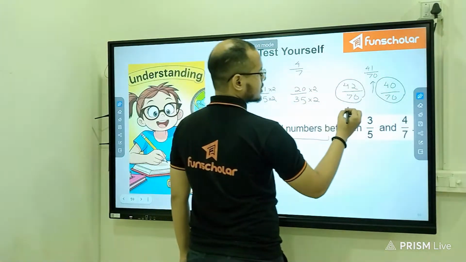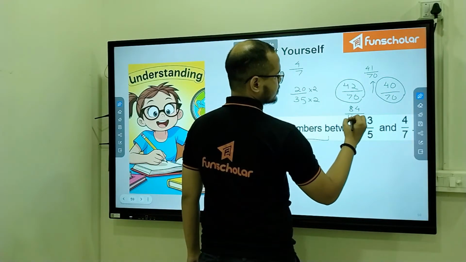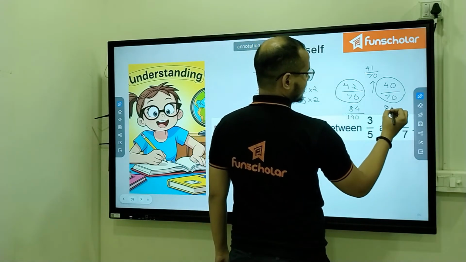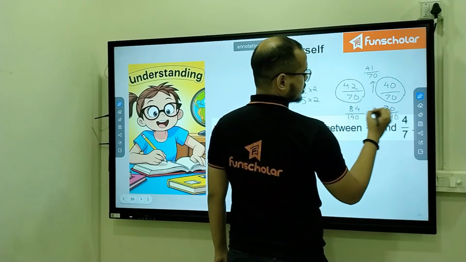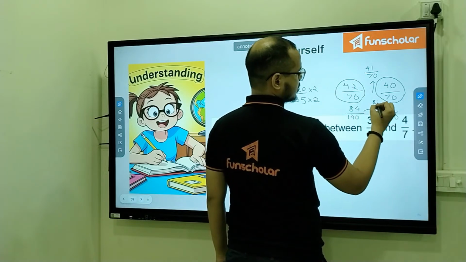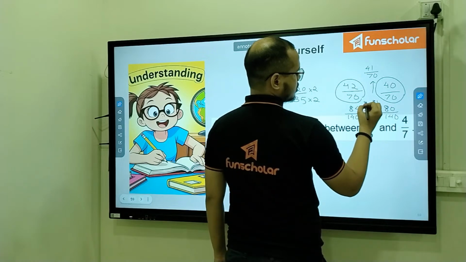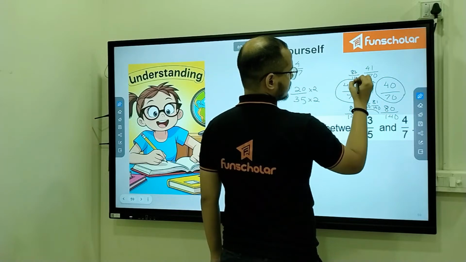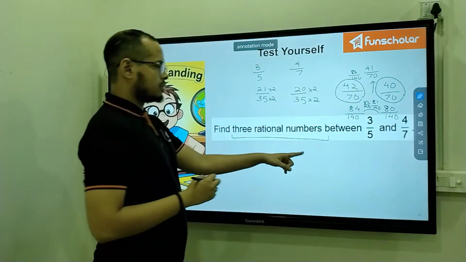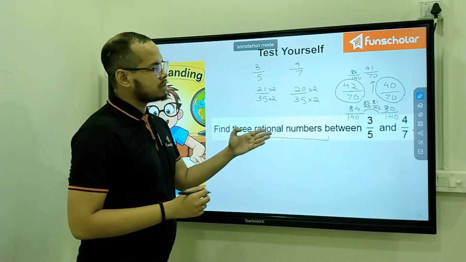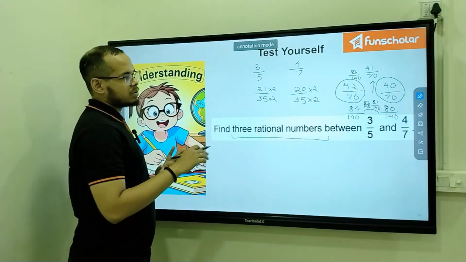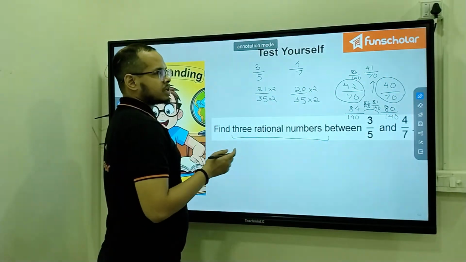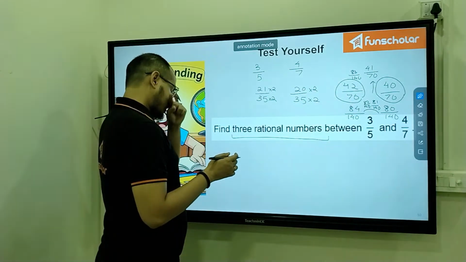We are getting 84 by 140 and 80 by 140. So here we have found 81 by 140, 82 by 140, and 83 by 140. Thus, we found three rational numbers between 3 by 5 and 4 by 7. There is another method to solve this, which won't require rational numbers; it requires converting these into decimals.